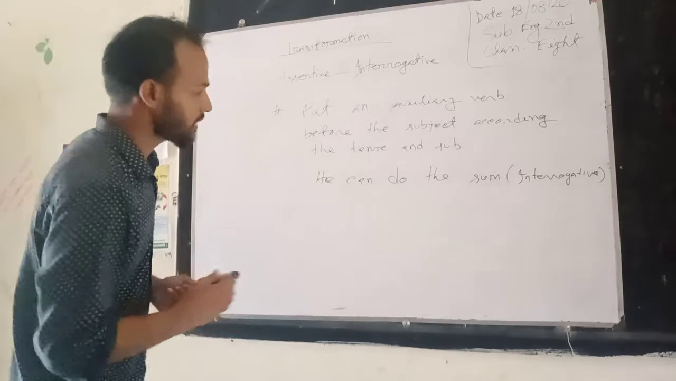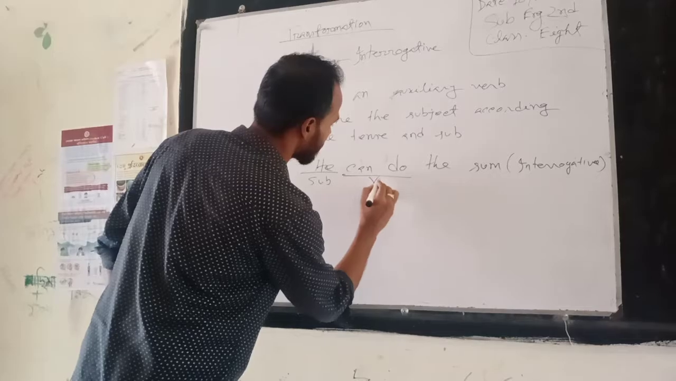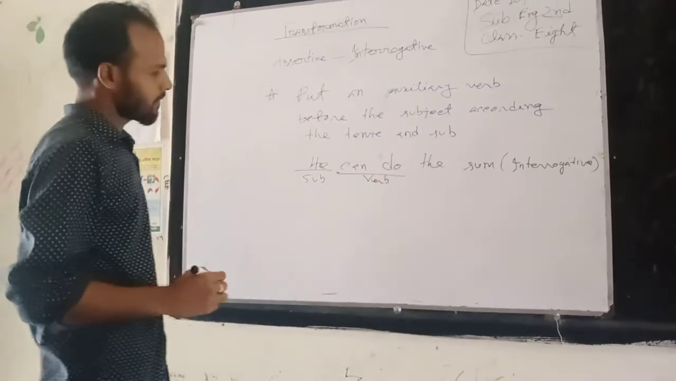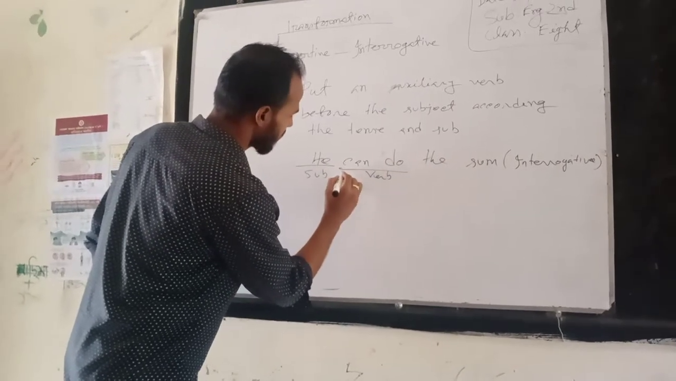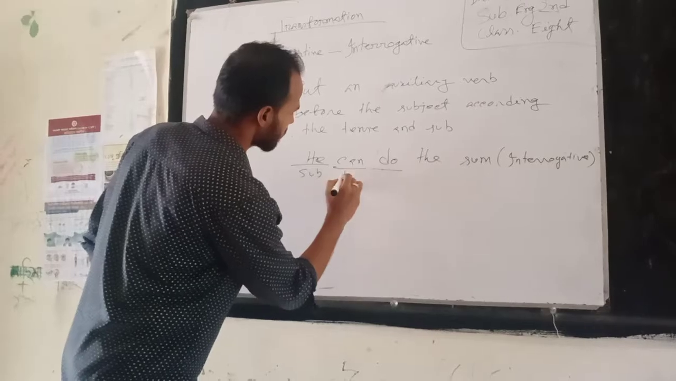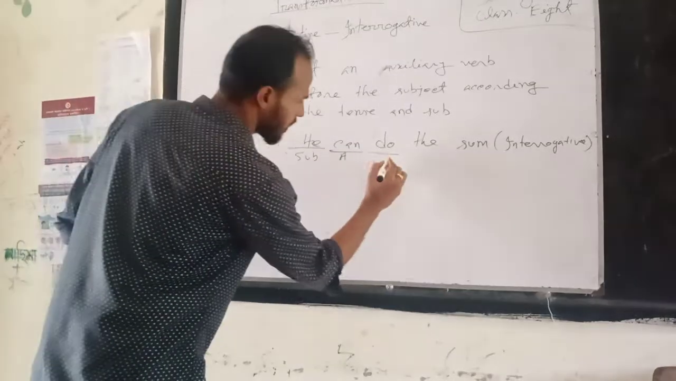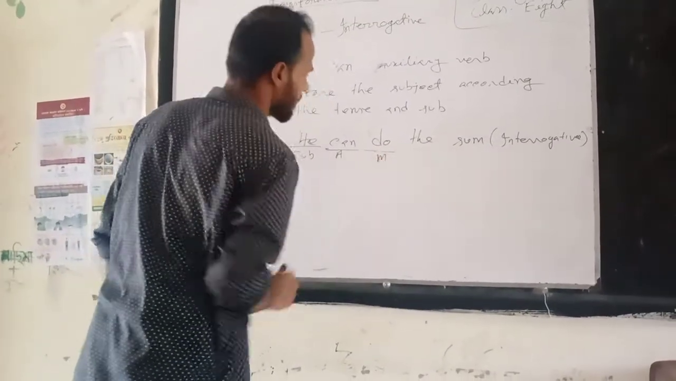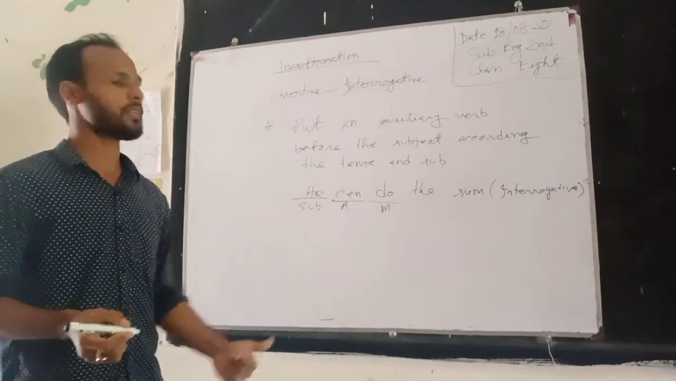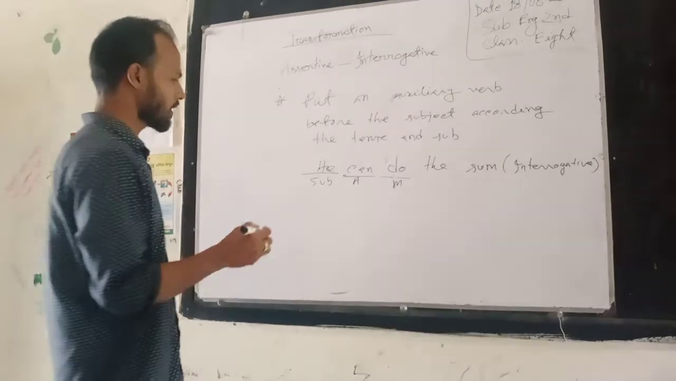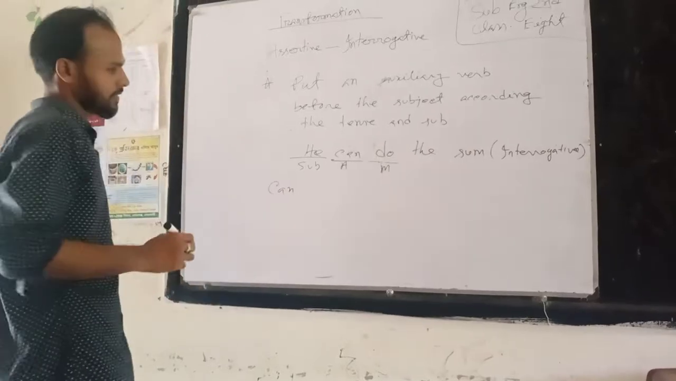Here we can see the subject is he. This is the subject, and these are the verbs. There are two kinds of verbs, one is auxiliary and the other is main verb. This is the auxiliary verb. We can identify it by writing the first letter A, and this is the main verb. As per the rule, we have to write the auxiliary verb before the subject. So, as per the rule, let me write can.